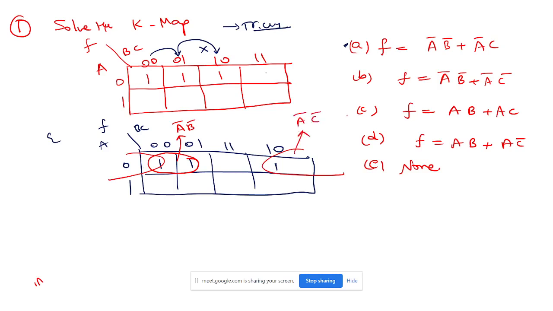A bar, C bar. Okay. So the answer is F is A bar, B bar plus A bar, C. Because it is SOP form, right? You will get a SOP form. You are working on ones. If you work on zeros, you will get a POS form. You should write everything in the POS form, right? That we have discussed extensively.